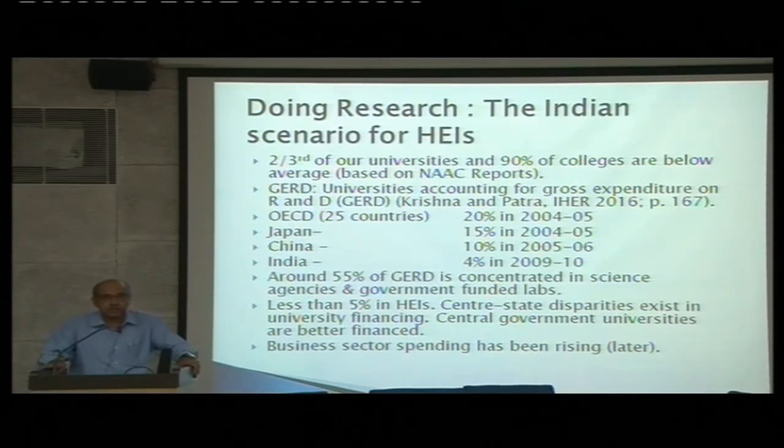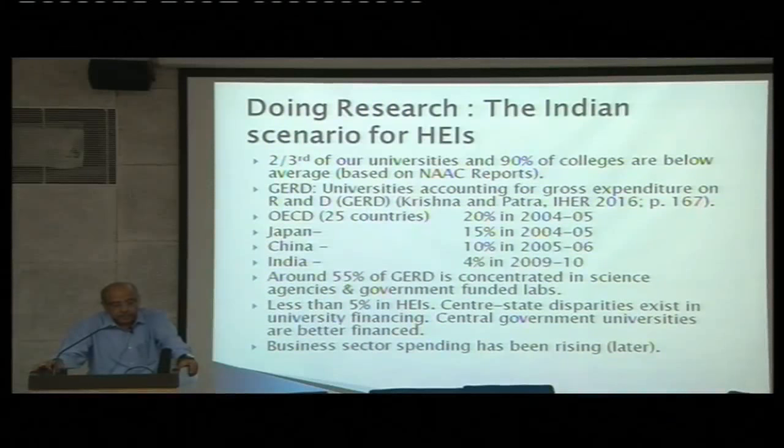What is the scenario in the higher education sector today? Based on the previous NAAC report, it could be safely argued that almost 2/3 of our universities and 90% of our colleges are below average. But when you're comparing what percentage of GERD is being allocated for higher education, we find in the OECD it is around 20%. China, I've already mentioned, 8%. Japan, 15%. And India is around 4%. So China is hovering around 8 to 10%, I can see.